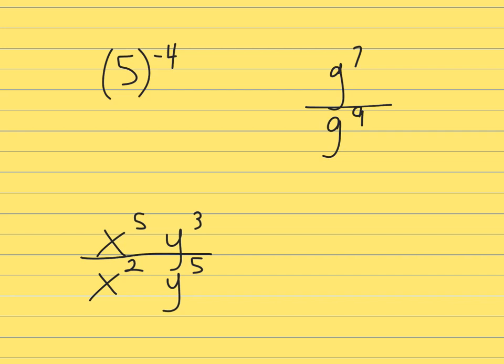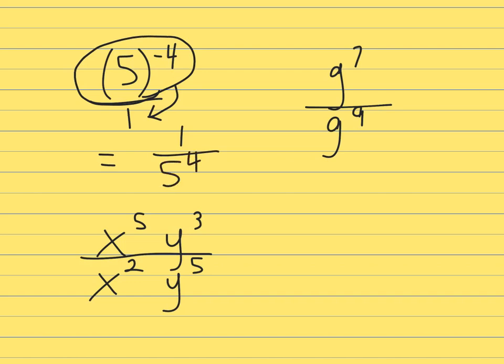So imagine this right here over 1 right now, and we're going to take this on top, and because it's a negative 4 for the power, we're going to bump it to the bottom, and we're going to rewrite this as 1 over 5 to the positive 4th power. So in other words, 5 to the negative 4th power equals 1 over 5 to the positive 4th power. Let's look at the next one.